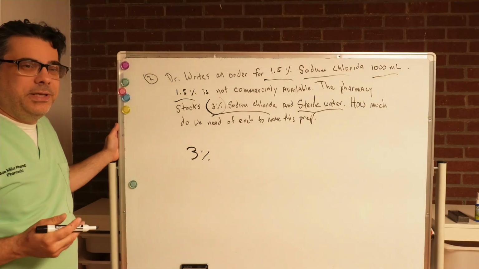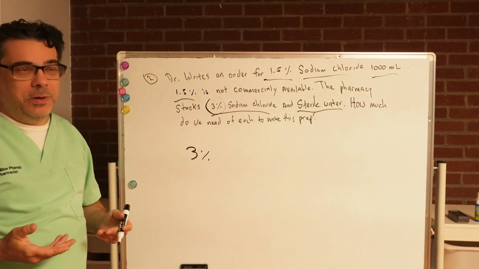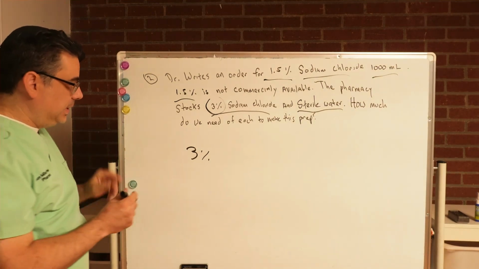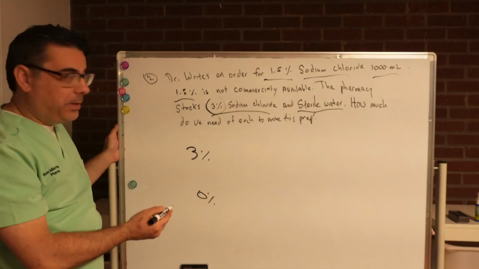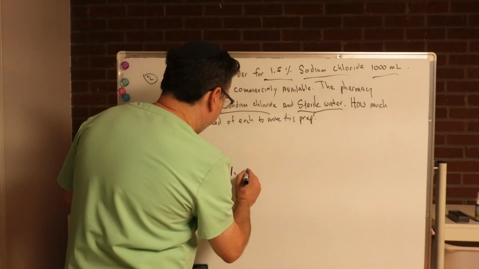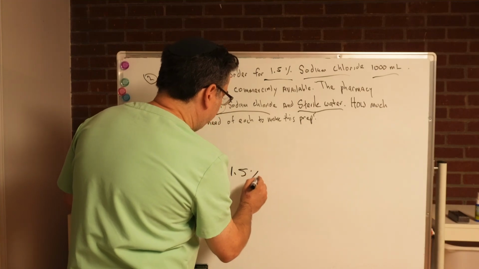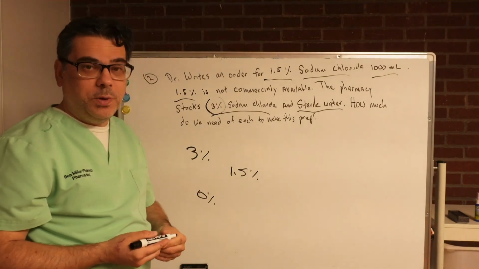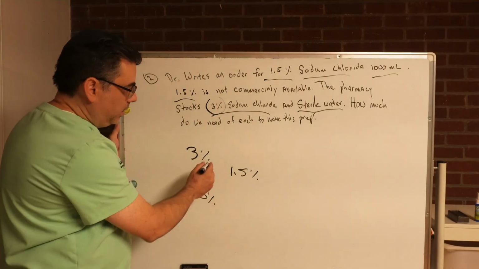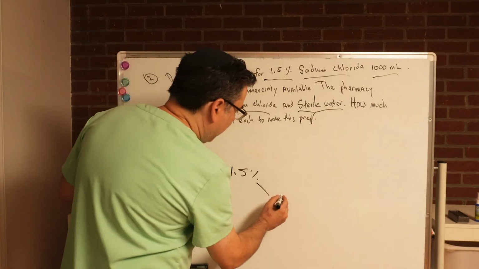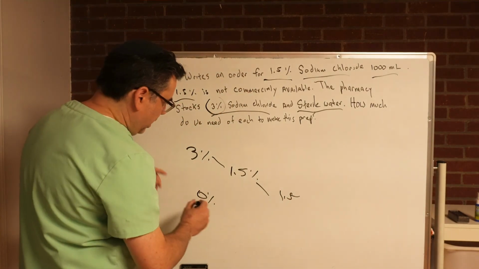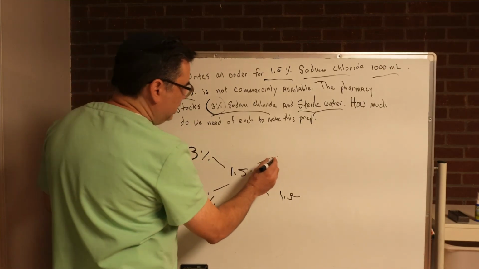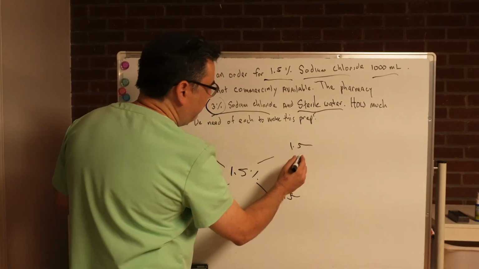So here there's a little bit, it's not a trick, it's just something you have to know. Sterile water gets 0%. So the lower number goes on the bottom, and the 1.5% goes in the middle, because that's what you want to make. So whatever you want to make always goes in the middle. So 3 minus 1.5 is 1.5, and then 1.5, 0, 1.5.